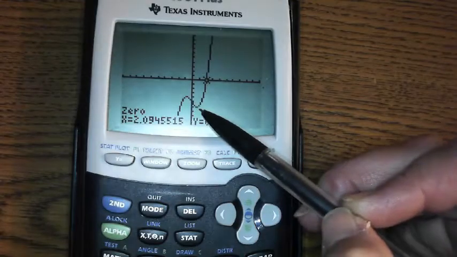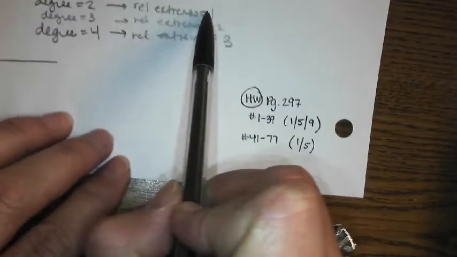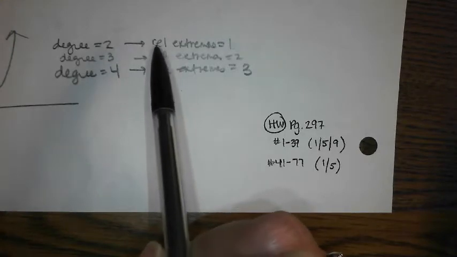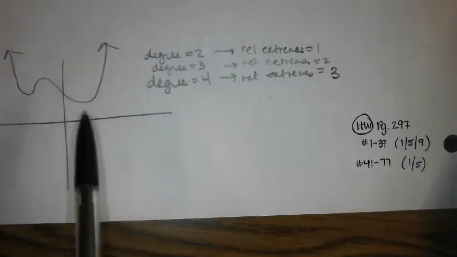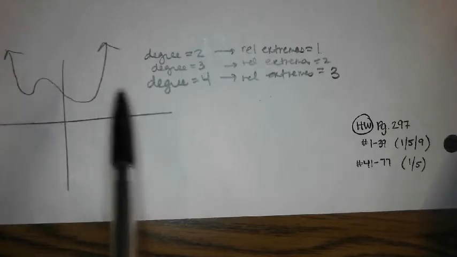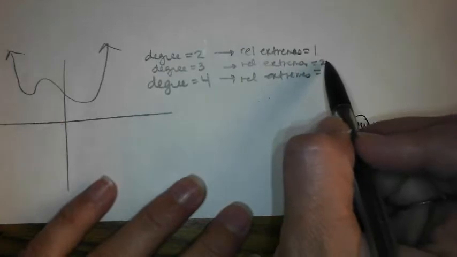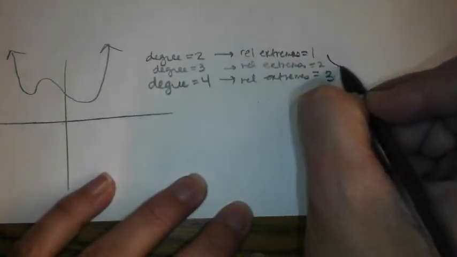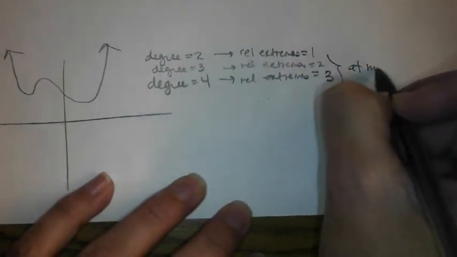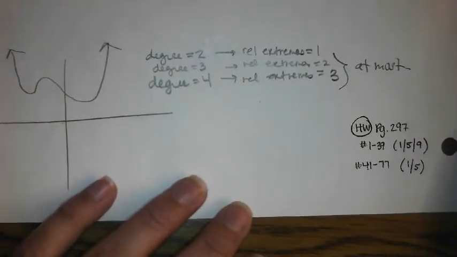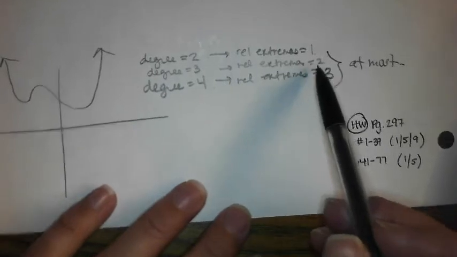1, 2. You don't have to have 2 though, and you don't have to have 1 or, well, with a degree of 2, do you have to have 1? You have to. With a degree of 4, do you have to have 3? You don't have to have 3. But this is kind of an at most sort of number. At most, you'll have that many extrema. And the reason, if we go back to our parent graph, you don't have to have 2 relative extremas.